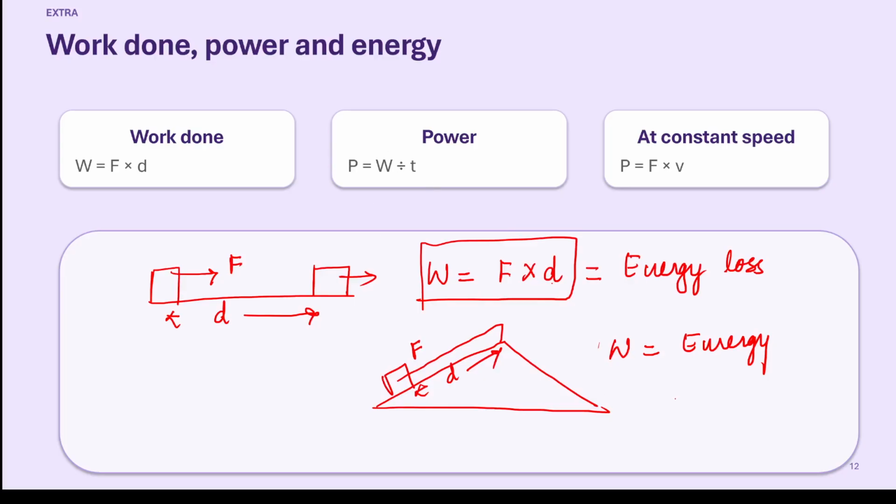Work is nothing but energy, and power is also energy over time. So we can write power as work over time. This one is for triple: force times velocity.